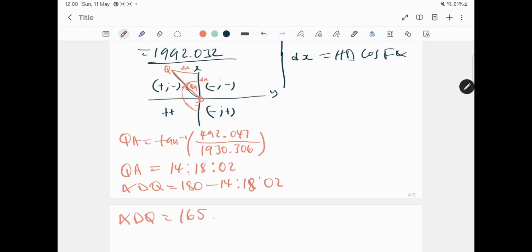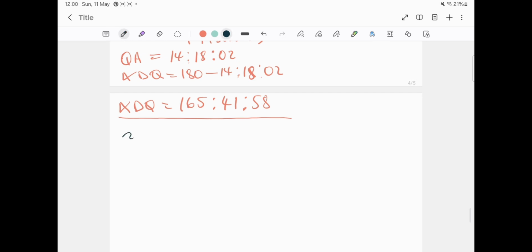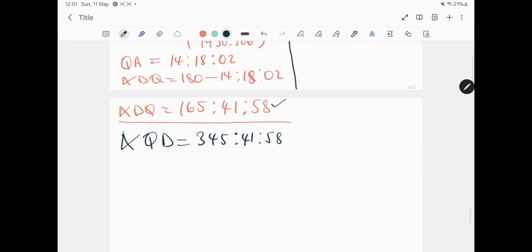We're getting 165, 41, 58. So from here, I said always you should find the opposite. The opposite, the reverse, is QD, which is equal to what? This angle is less than 180, so we're gonna add 180 to this angle. When you add 180, it's 345, 41, 58. But for checks, remember you're gonna use this one for checks when you're doing your check.